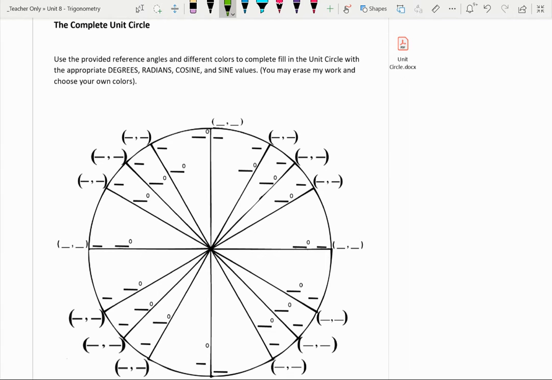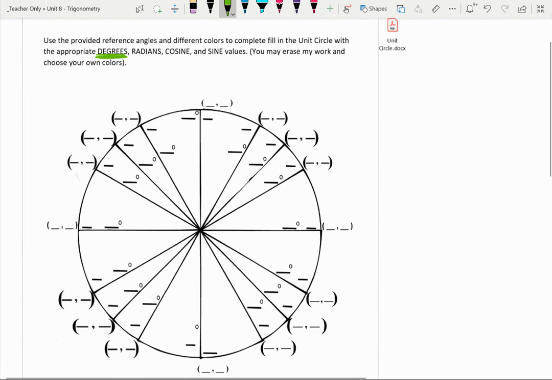So now that you've had a very brief introduction to radians, we're going to bring it back to the unit circle and use our new knowledge of radians to review the unit circle and perhaps get some practice with memorizing the values. So we're going to start with degrees, and I encourage you to use 4 different colors here. You can either keep my colors or use your own.